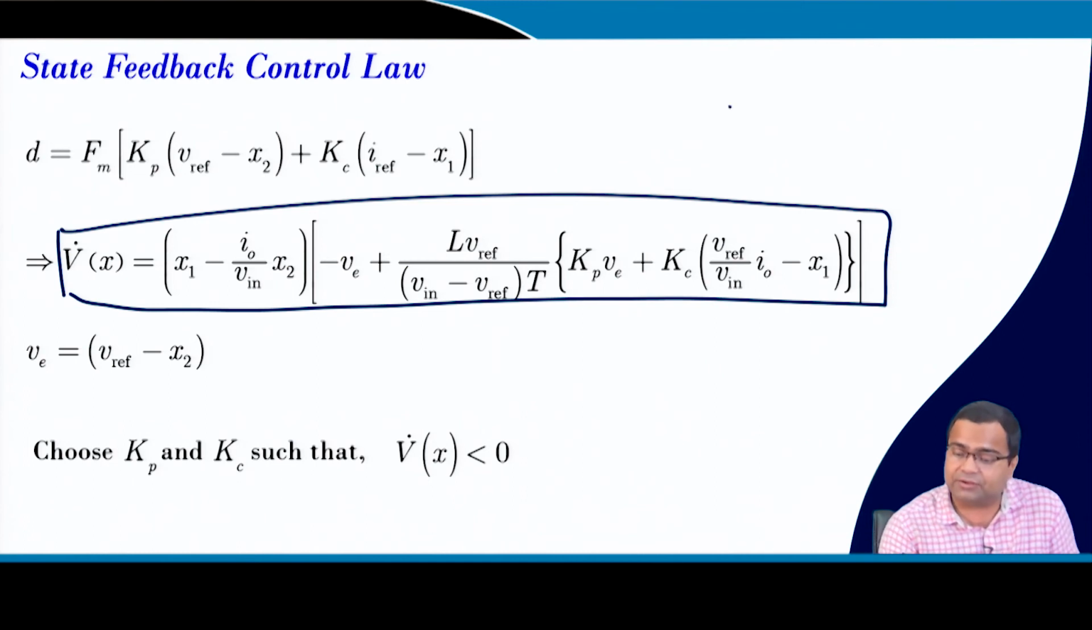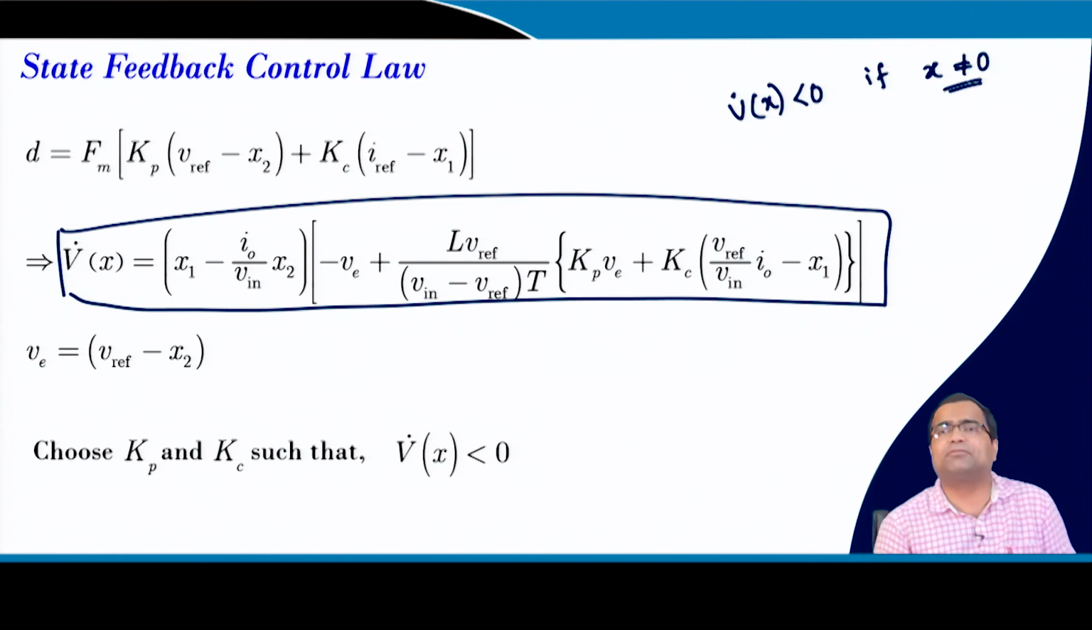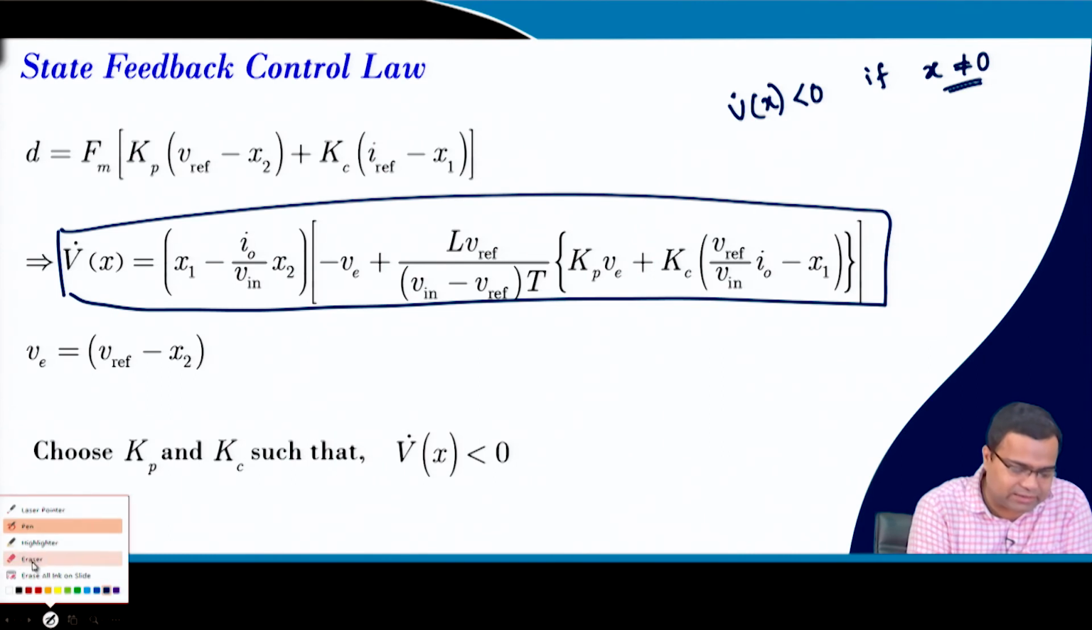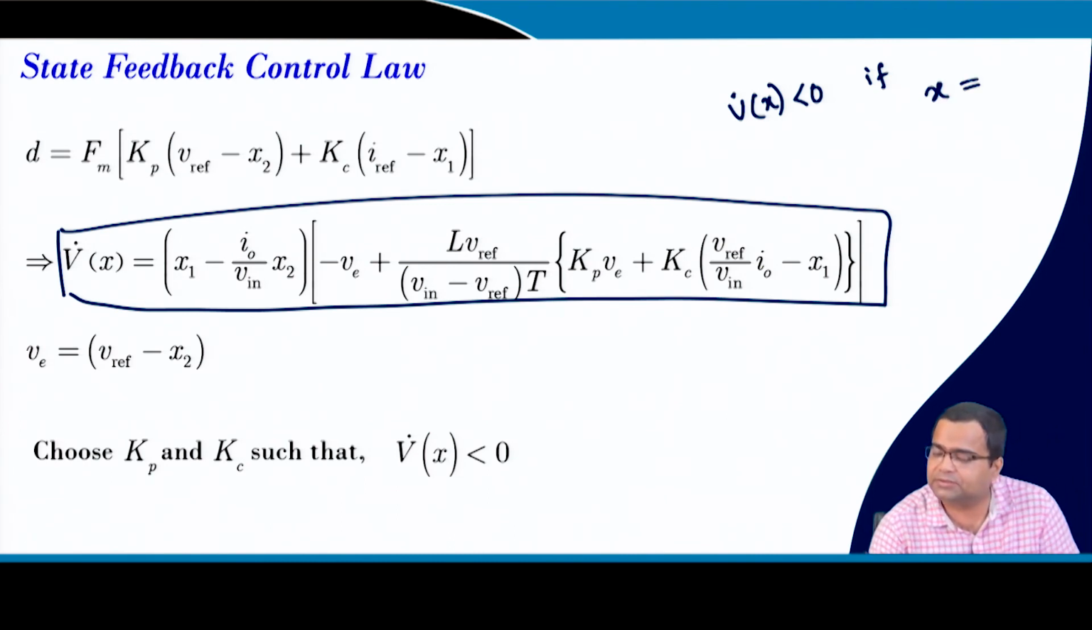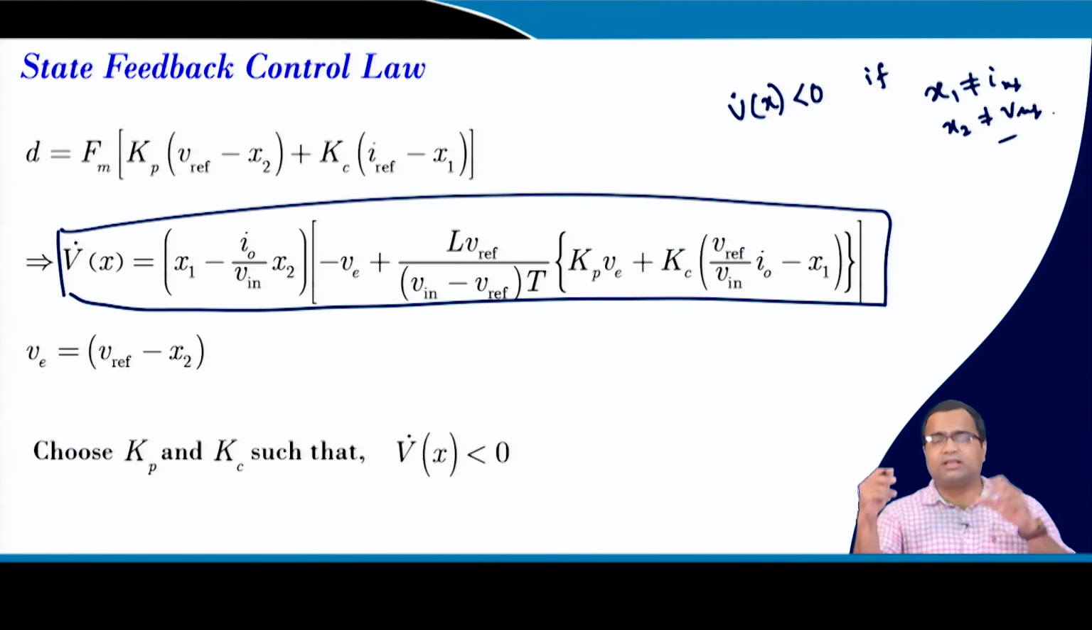And what we need for stability, we have to ensure that V dot x is strictly negative if x is not equal to 0, except for the origin, because it should come to the reference value. So, if x1 is not equal to I ref and x2 not equal to V ref, that means as long as they are not there, it should be negative, it should decrease, and that will ensure the large signal stability.